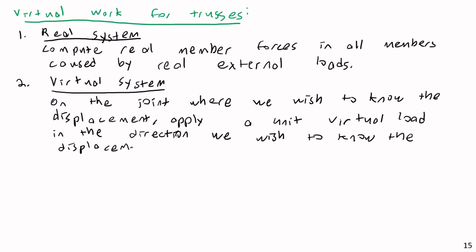So again, on a particular joint, if we're interested in the displacement to the right, we're going to apply a unit load. We just use a unit for whatever unit system we're using. For example, if we're using KSI, kips per square inch, and member lengths are in inches, then our unit load will be one kip. If we're interested in the horizontal displacement, we'll apply a horizontal unit load. If we're interested in the vertical displacement, then we'll apply a vertical unit load.